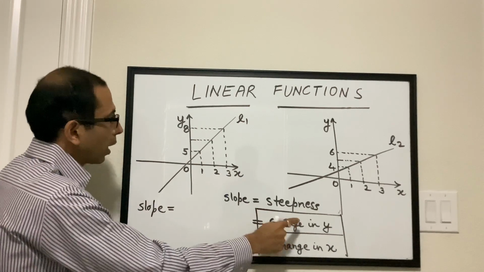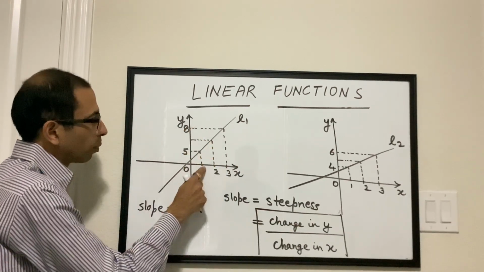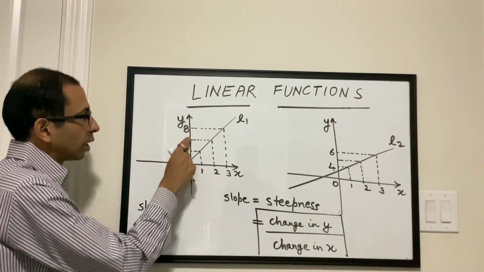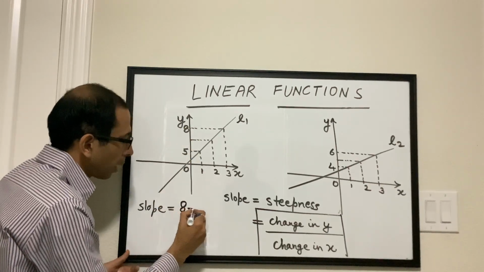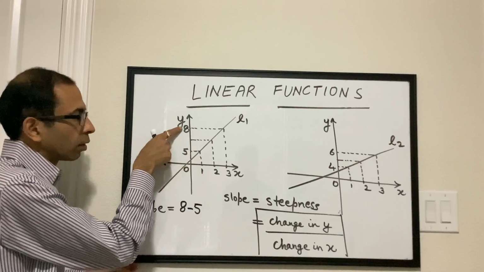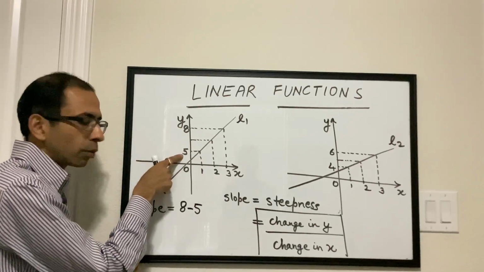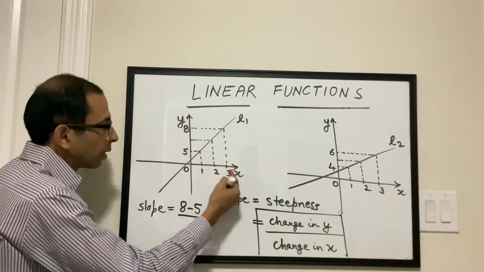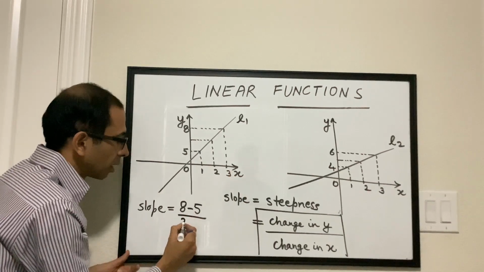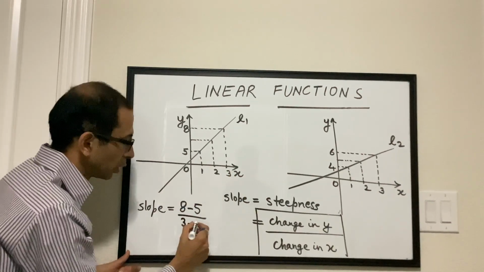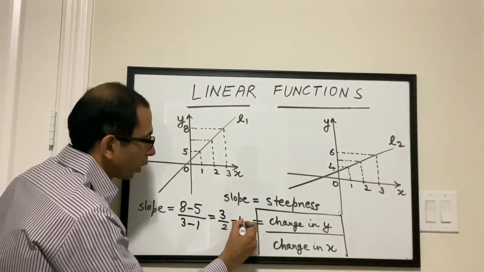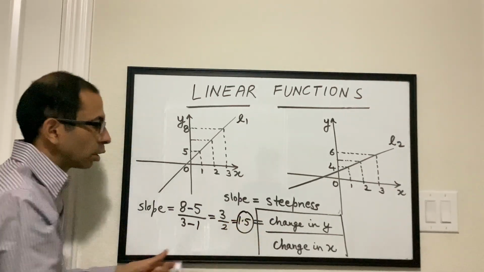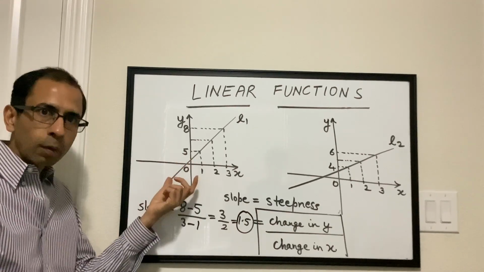So the change in y, when you go from point 1 to point 3, is from 5 to 8. So 8 minus 5, the final value of y minus the initial value of y, divided by the final value of x minus the initial value of x, which is 3 minus 1. So 3 over 2, or 1.5. So this is the numerical value of the slope for line L1, right?